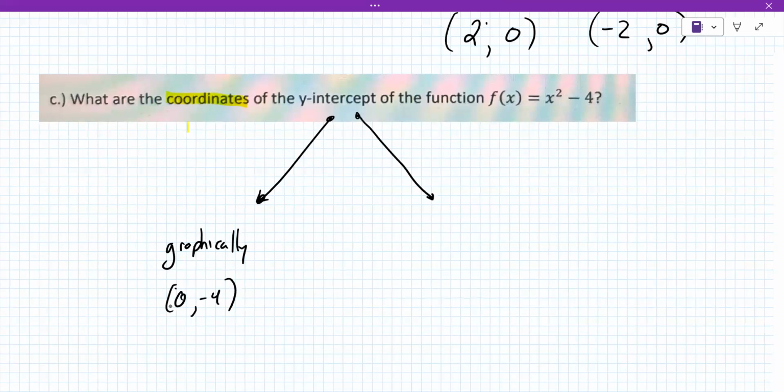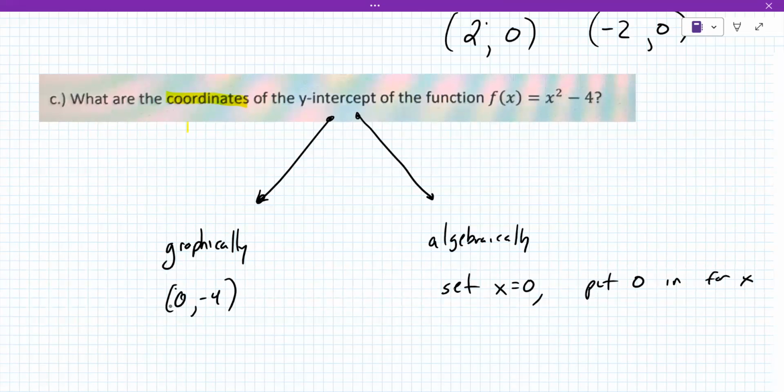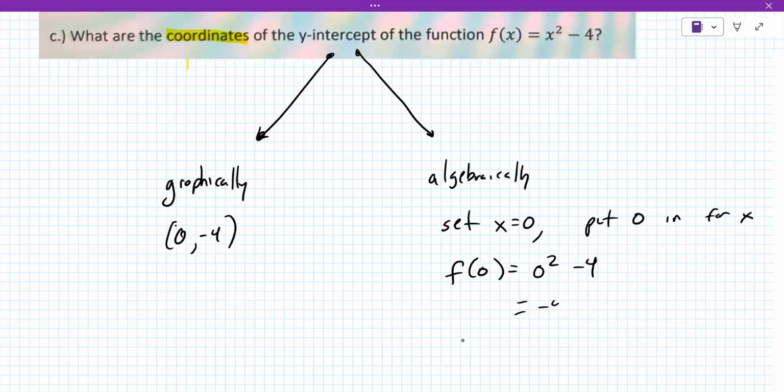But you can also do this algebraically. And this time it means to set x equal to 0, put 0 in for x. And we actually already did that. 0 squared minus 4. What does that become? -4. Yes. And we shouldn't be surprised. We say, oh well, that's what we expected because there's the -4.